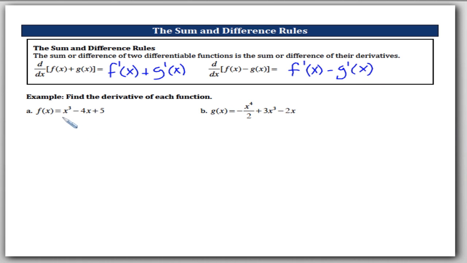Now what this allows us to do is find the derivatives of polynomials. So we really have 3 functions happening here. Okay. So f prime of x here is going to be the derivative of x cubed, which is 3x squared, and then the derivative of 4x, which is minus 4, and then plus the derivative of 5, which is 0. So we do get 3x squared minus 4.